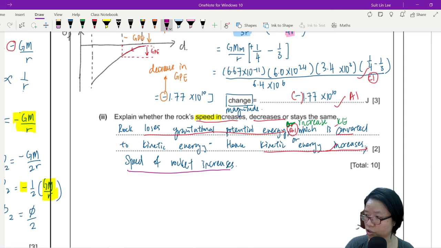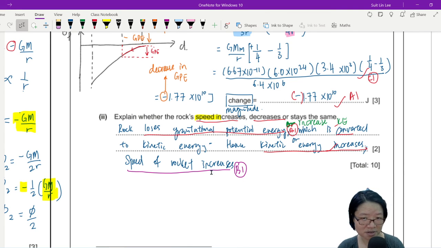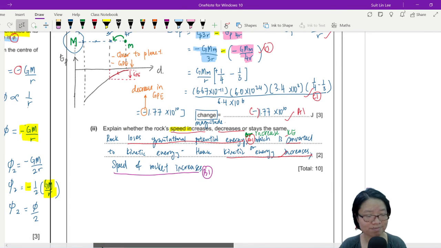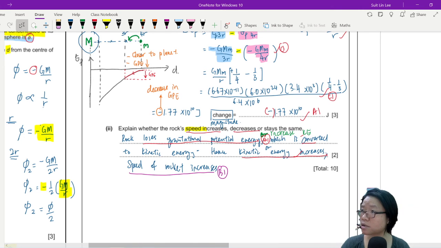Let me check the nature of the mark first. They are all independent marks. So sometimes this speed increase depends on whether you can justify or not. If you cannot justify, you will not get 2 marks. But in this case, they allow both, which is beautiful. Okay, so that's it for this particular question.